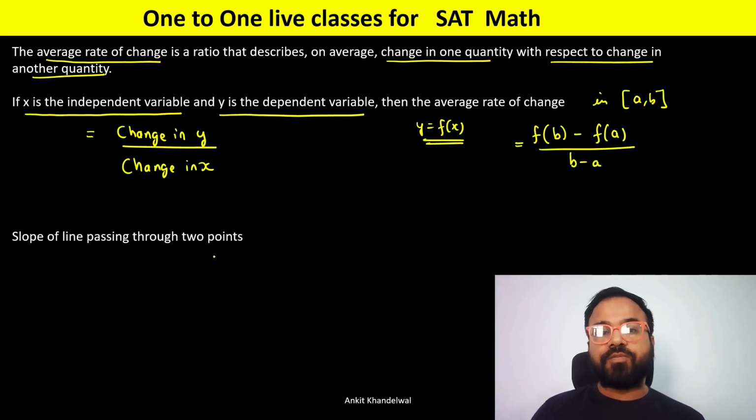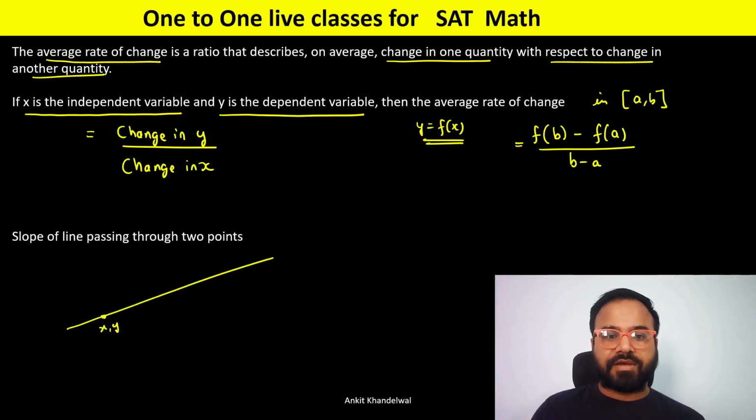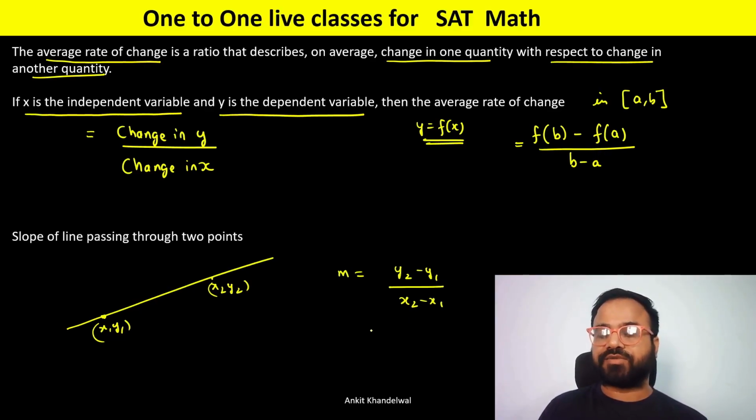Second thing, the slope of a line passing through 2 points. Suppose there is a line like this. The coordinates through which it is passing are (x1, y1) and (x2, y2). Since we know slope is denoted by m, it is change in y over change in x. So change in y means y2 minus y1 over x2 minus x1. That's how we can find the slope.